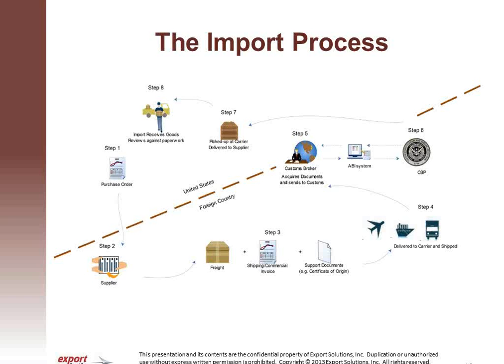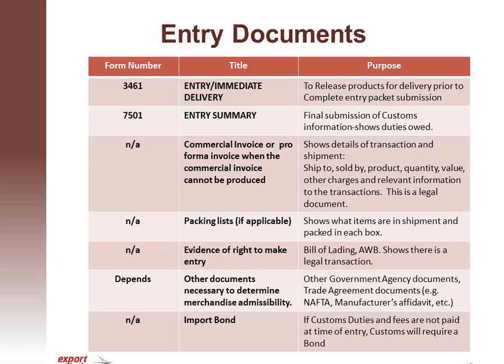So what are the entry documents? I'll show you a couple of forms here. The 3461 is the entry or the immediate delivery. This is the way most shipments are done so that you can get your products the minute that they come into the dock or come into the port of entry. This is an immediate release of products for delivery to the end destination, and then you have a certain time period before you can do the complete entry summary, which is 7501. So generally you'll do both 3461 and the 7501 form. You don't always have to do the 3461. You're just asking for that if you want to get your products delivered to you as soon as possible.